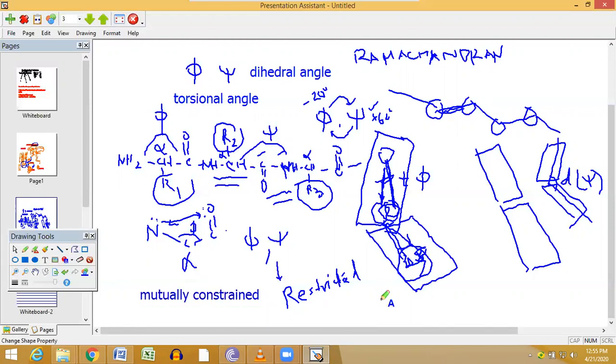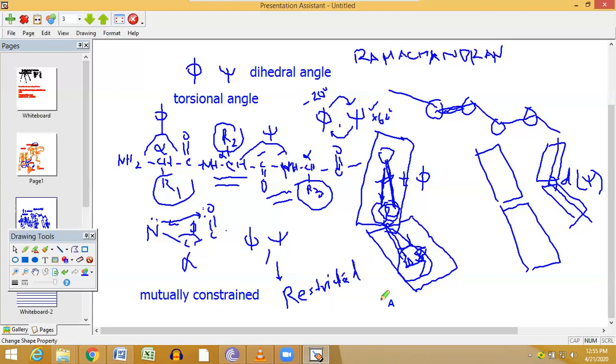This mutual constraint is the hallmark of protein chemistry. That means if phi goes to some distance, psi should remain within some distance. If phi goes to some distance, psi has to stay within some range. Apart from that, it cannot go anywhere. Or vice versa, if psi goes to some point, then phi has to restrict itself up to some point. Beyond that, it cannot go.